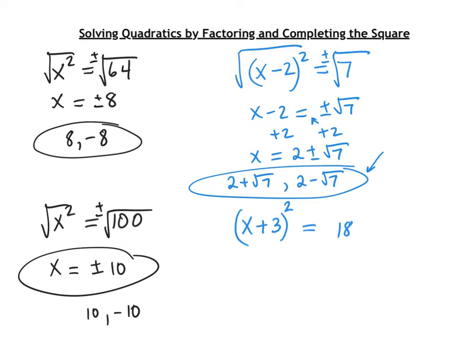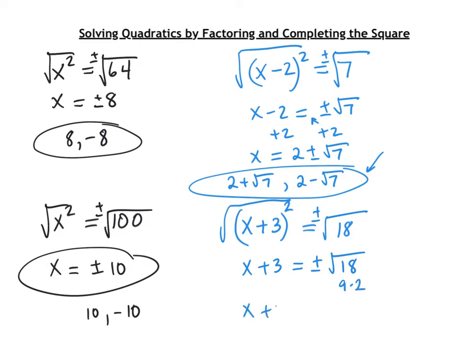I can eliminate the square by taking the square root of both sides. The square and the square root eliminate each other, and it's x plus 3 equals, don't forget the plus and minus, because there are two answers to a quadratic, plus or minus, usually, plus or minus the square root of 18. 18 has perfect squares in it. When a number has perfect squares in it, we take those perfect squares, it's 9 times 2.